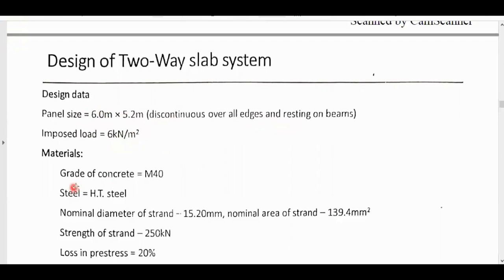And materials used: concrete grade M40, steel HT steel, nominal diameter of the strand, this is available in IS code again, 15.2 mm and nominal area of the strand is 139.4 mm square, and breaking load or strength of the strand is 250 kilonewton. Let us assume 20% of loss, then eta value will be 0.8.